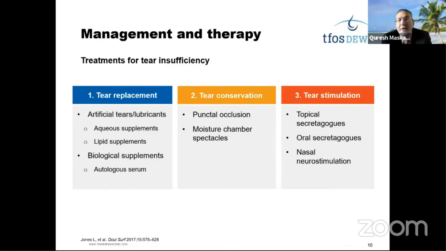One is something being pushed into the nose to stimulate the nose. And finally, it not only improves reflex tearing, but also basal tearing. And then there are external gadgets that sit outside the nose, which also stimulate the nose. So this is something new we learned after DEWS 2.